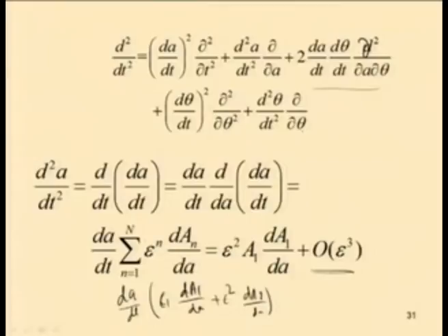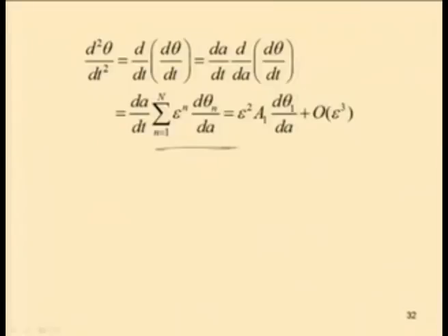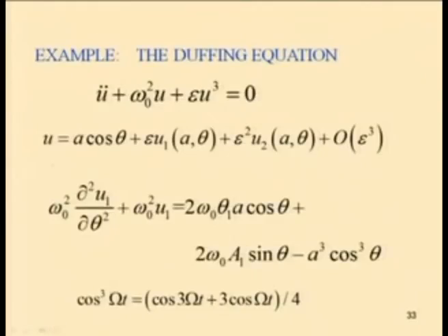But in this case, again substituting d square a by dt square equal to epsilon square A1 dA1 by dA and d square theta by dt square equal to epsilon square A1 d theta1 by dA, and substituting u equal to a cos theta plus epsilon u1 plus epsilon square u2, and separating the order of epsilon, one can obtain a set of equations.